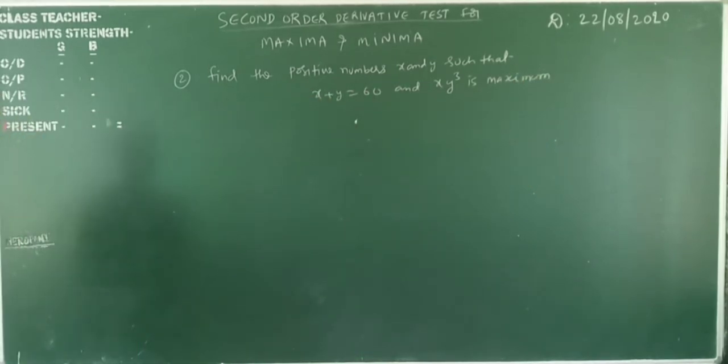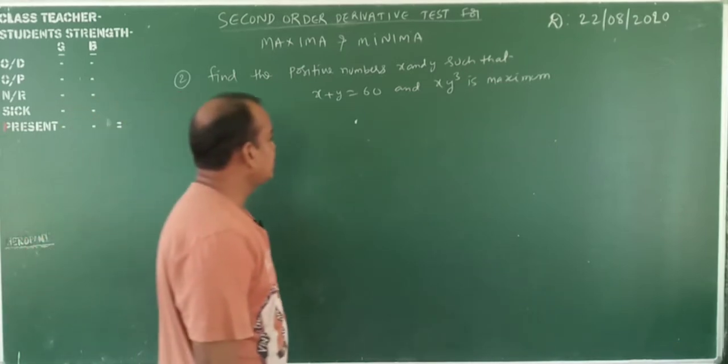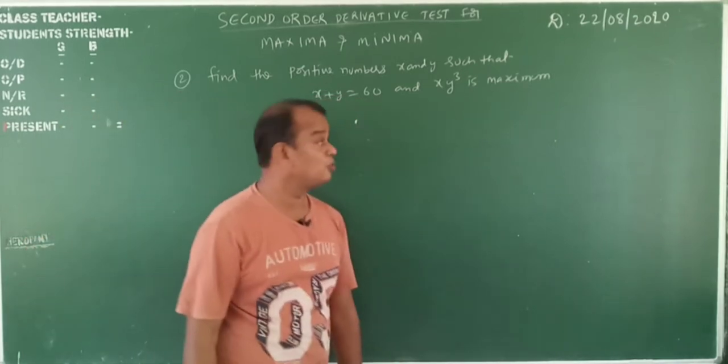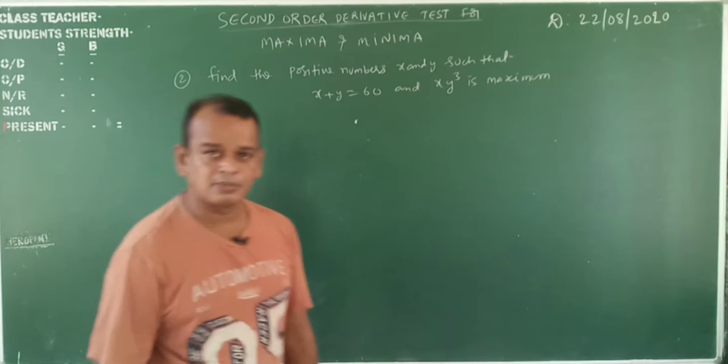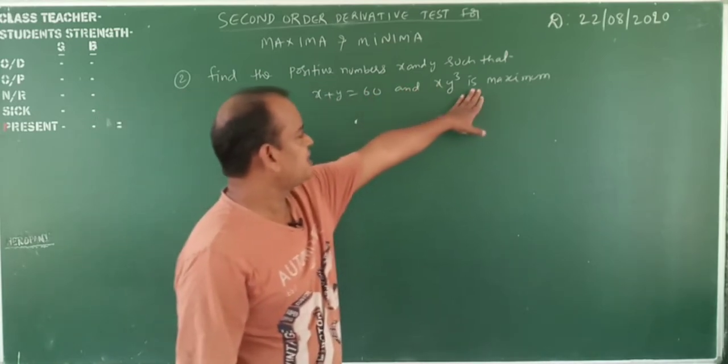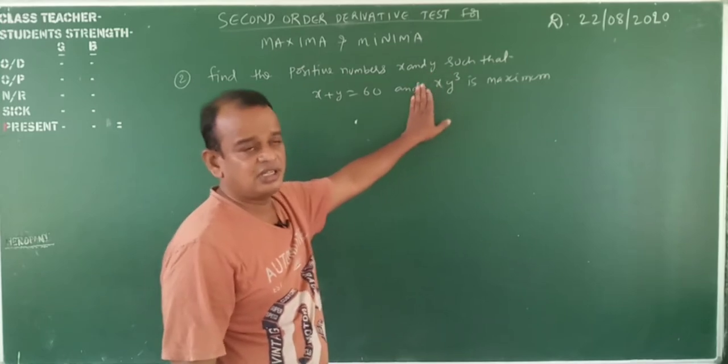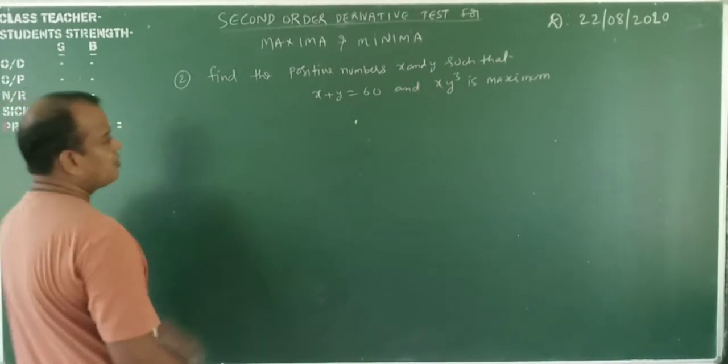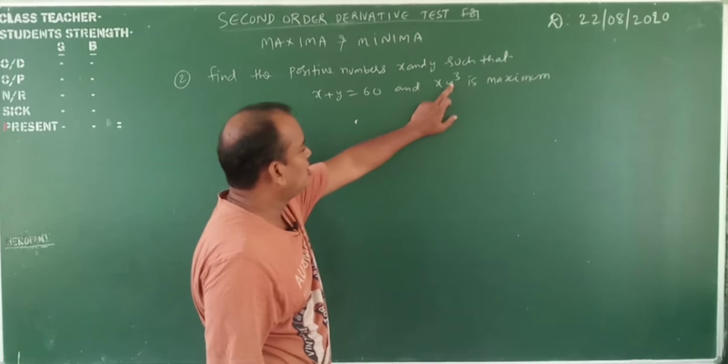That is the given. Find the positive numbers x and y such that x plus y equals 60 and x y cube is maximum. Clearly, the sum is equal to 60, is given. Since this one is the maximum, we will take this as the function. Here, what is the given solution? x y cube.